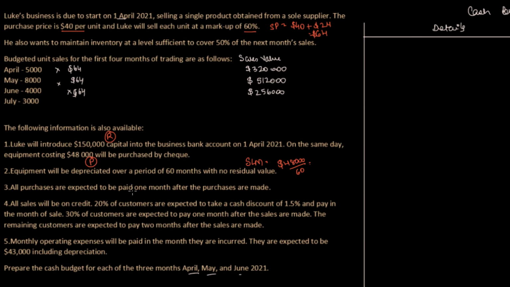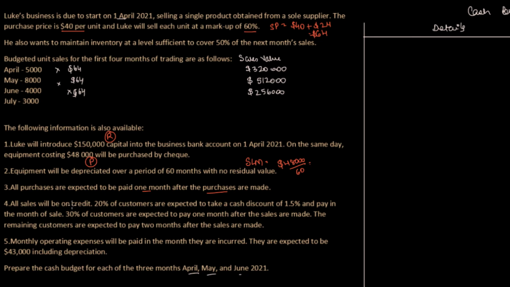All purchases are expected to be paid 1 month after the purchases are made. So if they buy in April, they are going to pay the entire value in May. This is important when we prepare the cash budget. So when we're talking about the payments for the purchases or payment to suppliers, we will see what was bought in the previous month that will be paid in the current month.